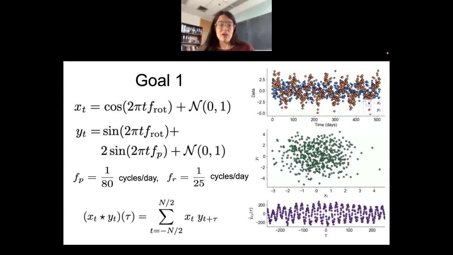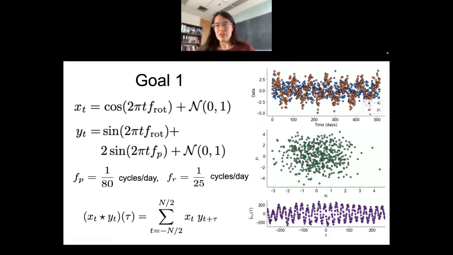They both share the rotation, which has a rotation frequency of 1/25th of a cycle per day, so a period of 25 days. But the planet period appears only in the red, the simulated RVs, and that's got a period of 80 days. So one common method for looking for these shared signals is to simply plot your radial velocities as a function of your activity indicator. That's the middle plot, y of t as a function of x of t.